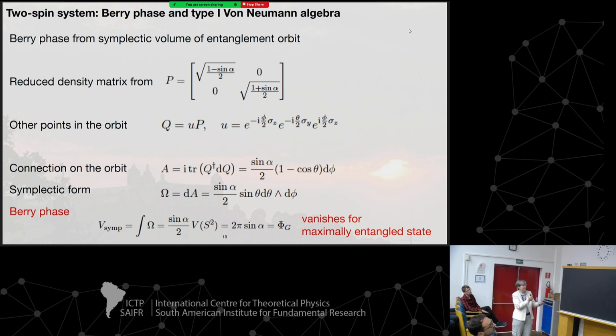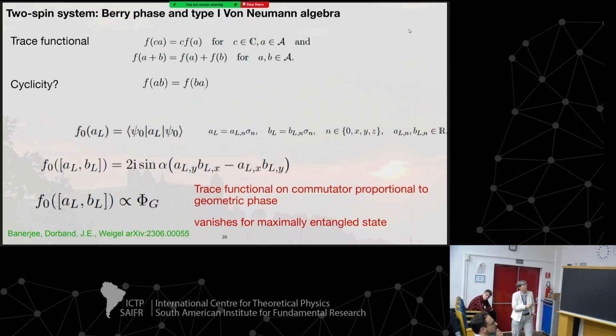And then you can define the connection on the orbit from this map Q, and you can just calculate what it is, and the symplectic form then is the exterior derivative, so it takes this form. And then, as before, we can calculate the integral over the symplectic form. Because the volume form is not exact, you get 2 pi sine alpha. And this is our geometric phase. Now, what is going to be very important is that if you have a maximally entangled state, then this geometric phase is actually going to be 0. And that will be very important.